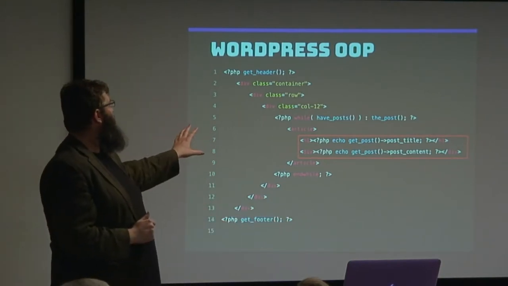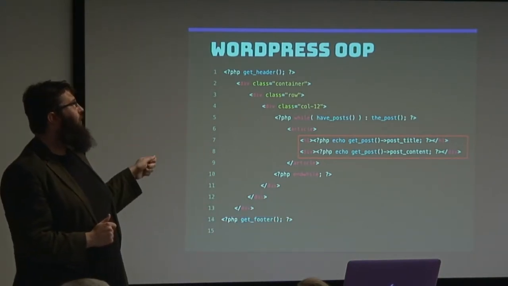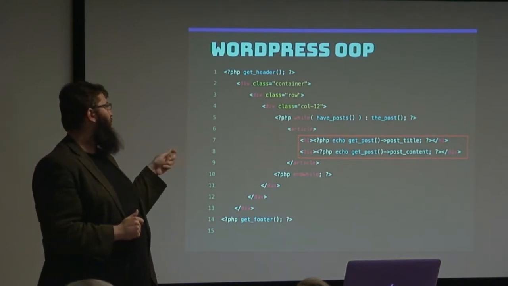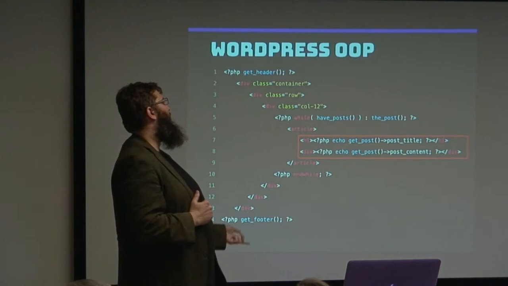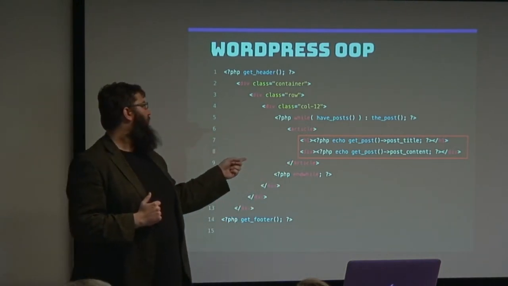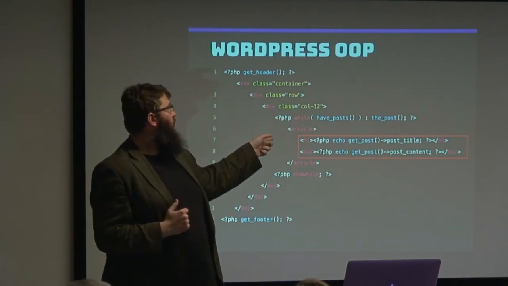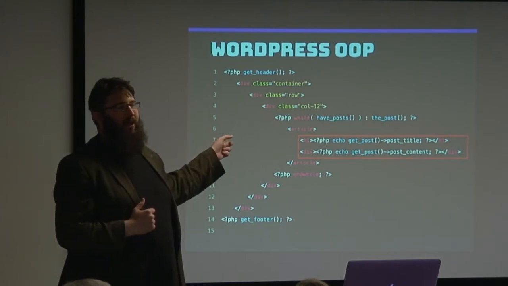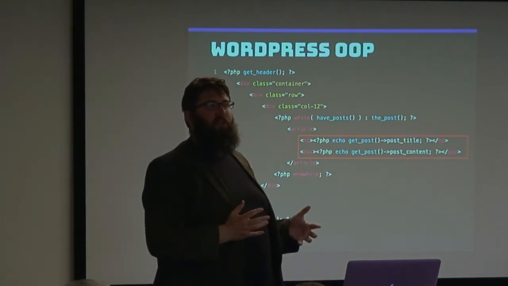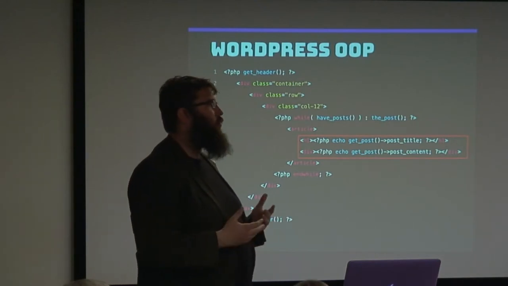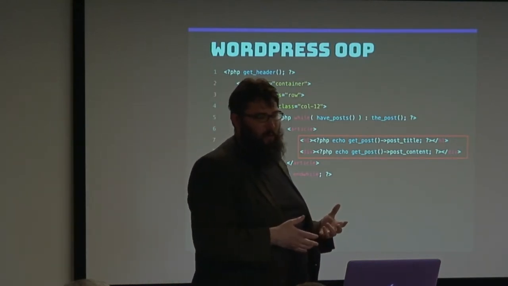So same thing that we were looking at earlier, except instead of using the title function and the content function, you can actually go and access the property directly. You can echo get_post post_title, echo get_post post_content, which is really cool if you want to grab that and manipulate it in some way.